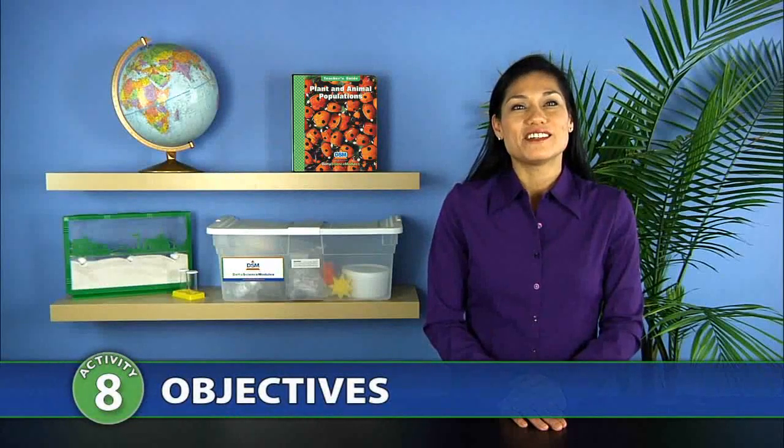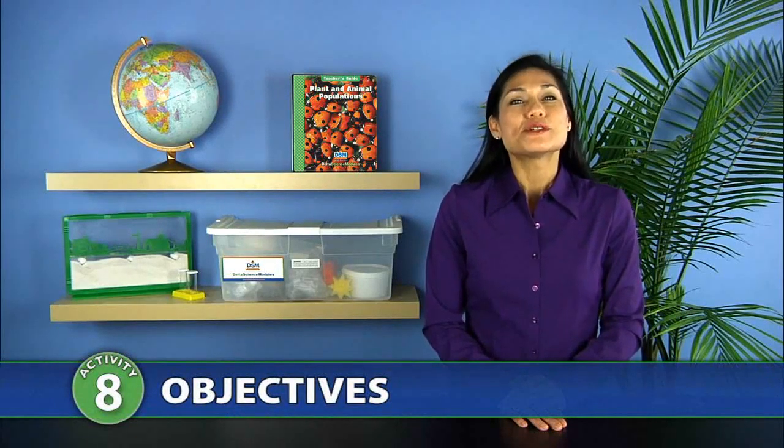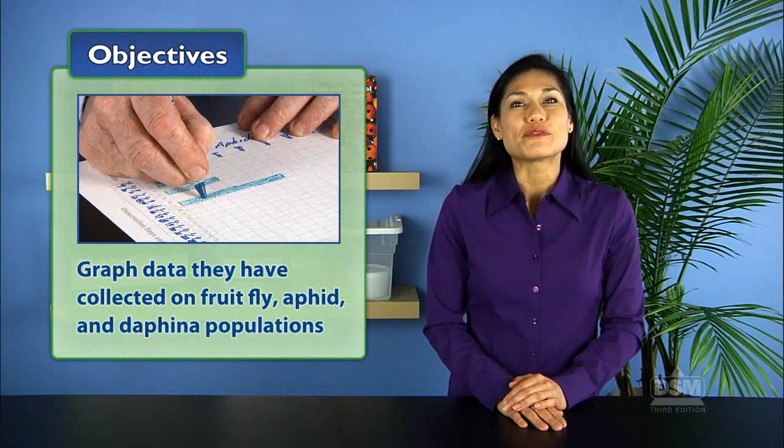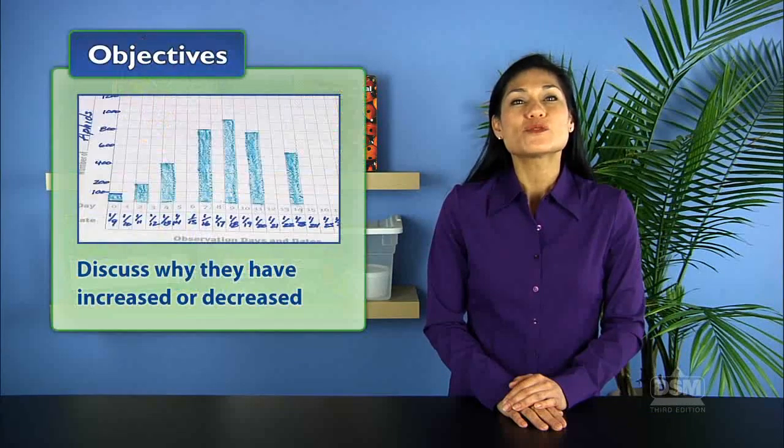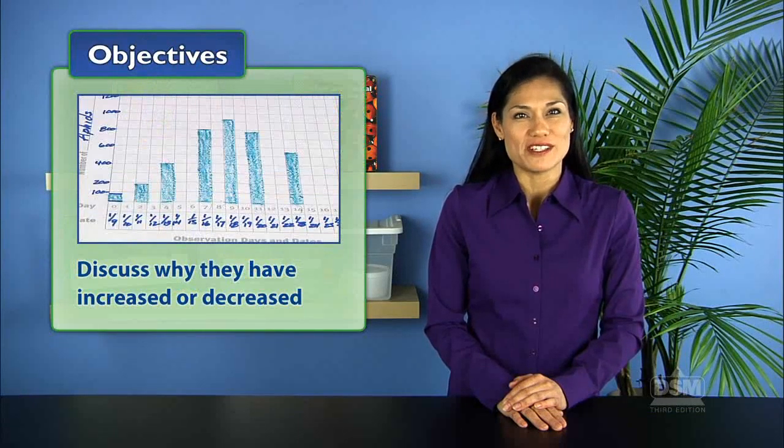In Activity 8, Graphing Population Data, students graph the data they have collected on their fruit fly, aphid, and daphnia populations and discuss why they have increased or decreased.